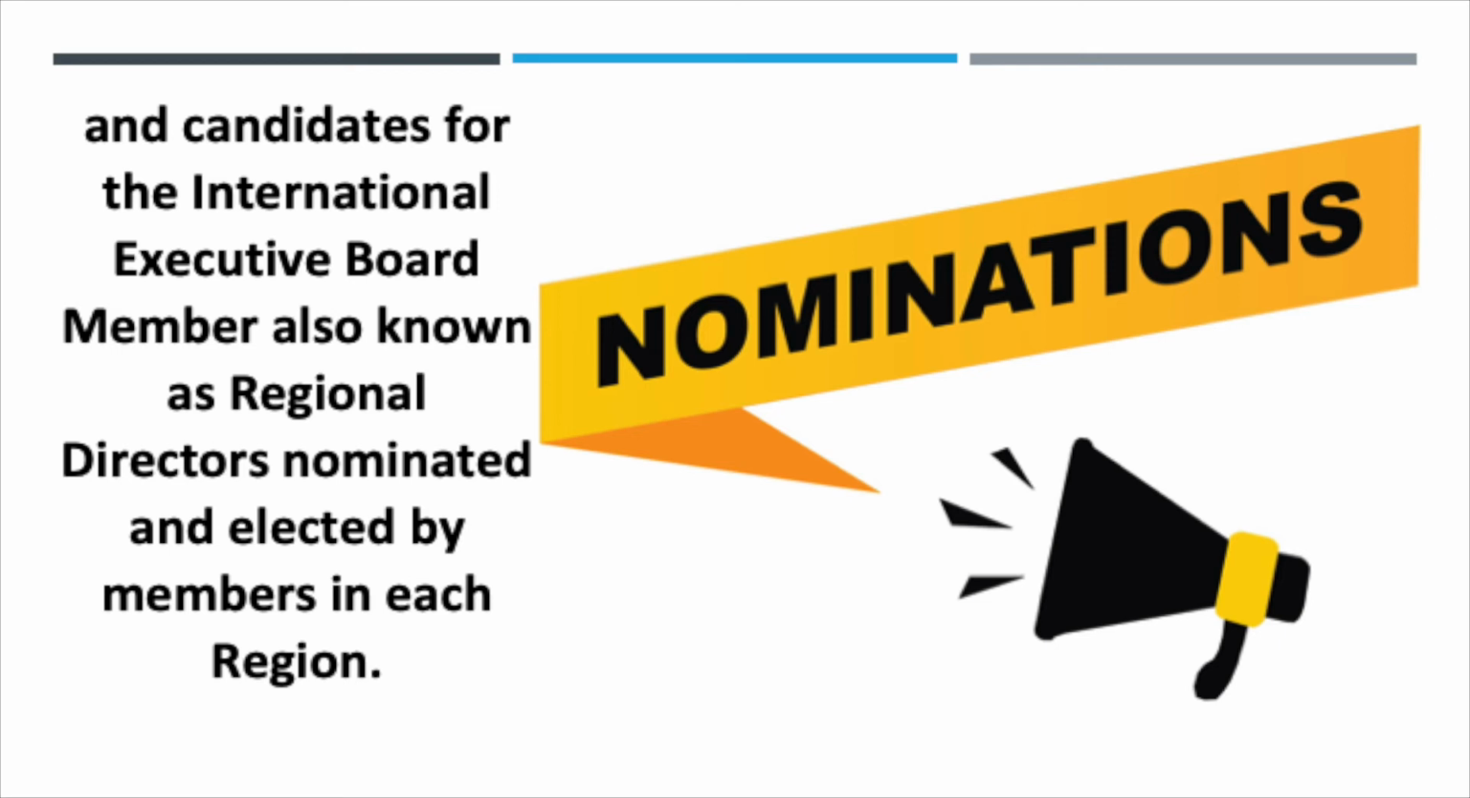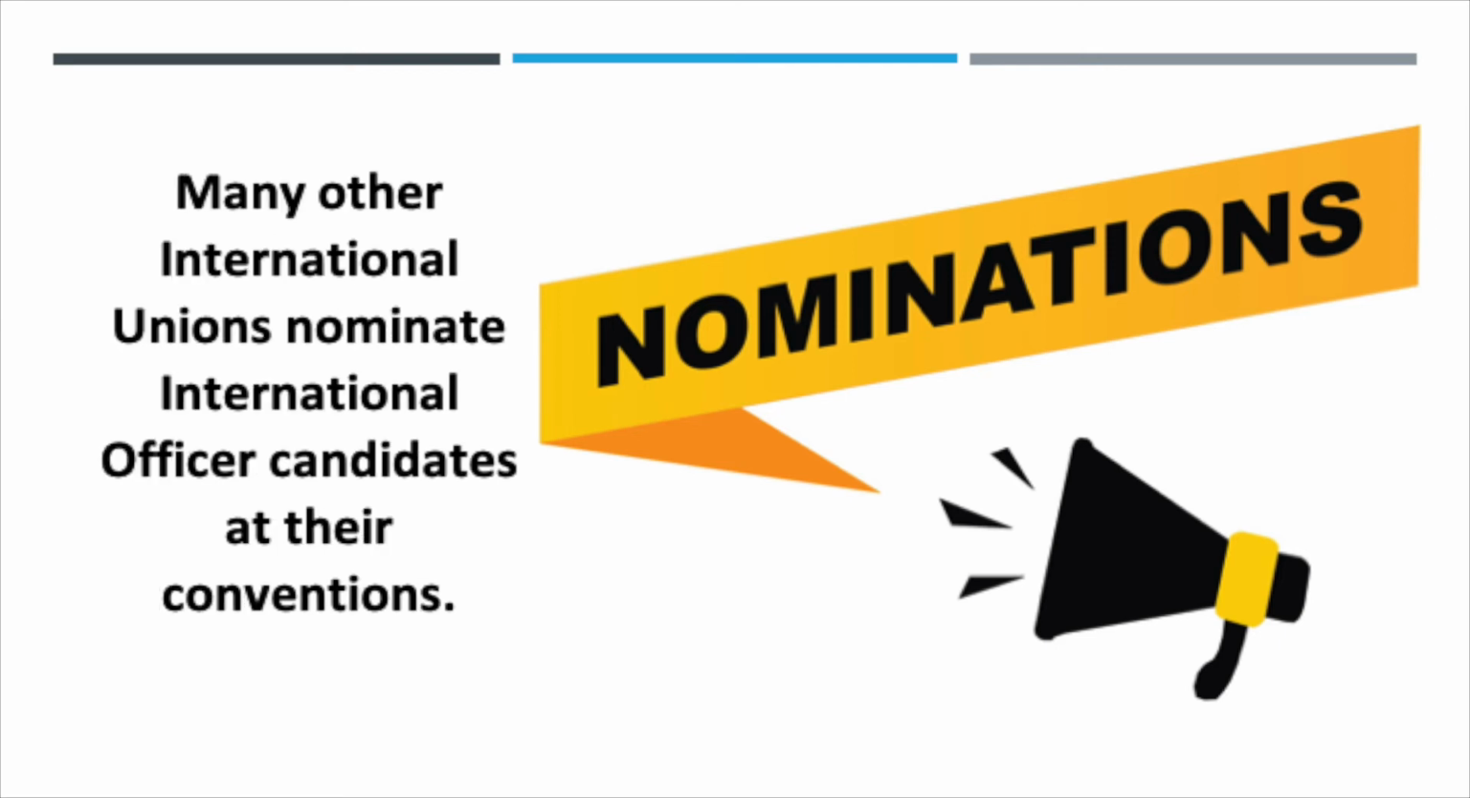and then by delegates from their regions, and then elected by members from their regions. A lot of other international unions nominate their international officers at their conventions. For instance, the Teamsters and the longshore workers do it that way. Other international unions that have direct elections do have different processes. But it seems that the monitor is leaning towards having the nominations at the convention.